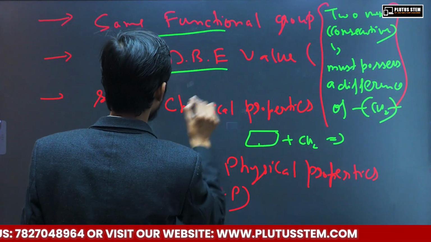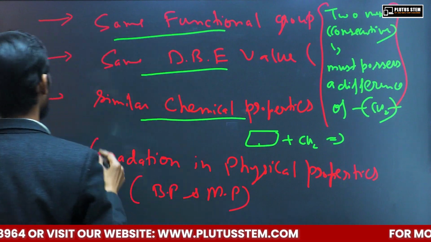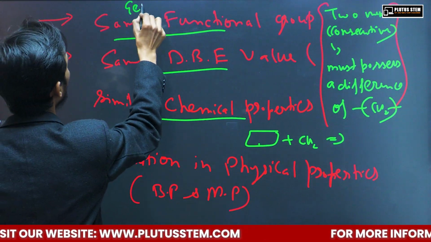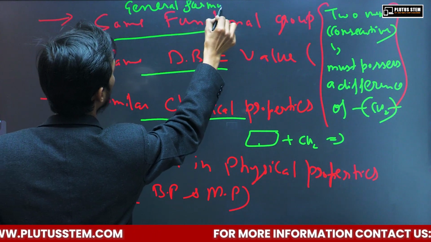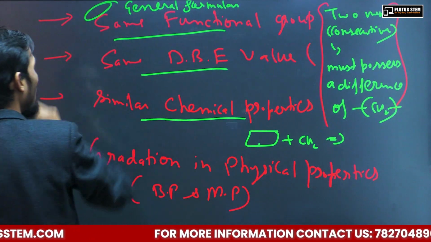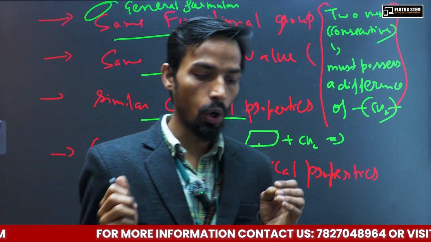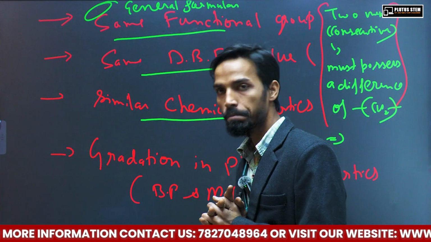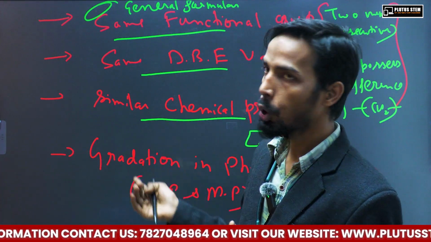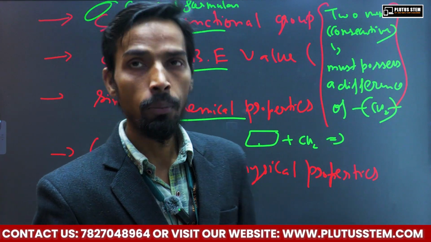Same functional group, same DBE, similar chemical properties, same general formula. So these are the properties of any homologous series. This is how we can say that this is a homologous series and this is not a homologous series.